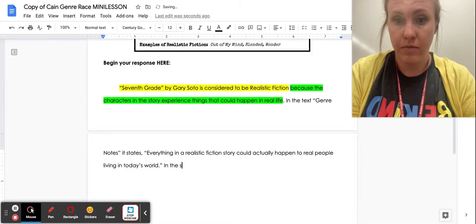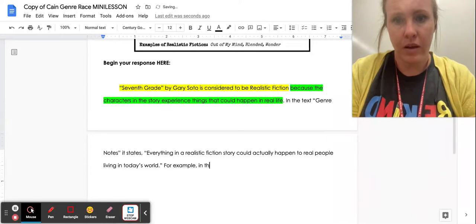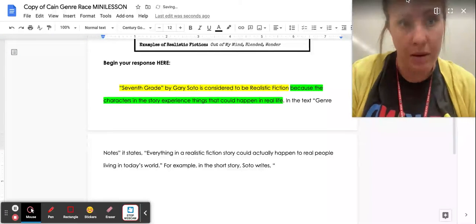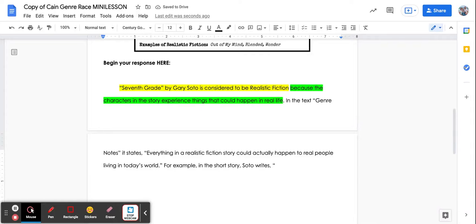Now I'm going to support that with what happened in "7th Grade." So in the short story, for example, Soto writes, and then I'm going to put in the evidence from CommonLit. I'm going to go grab that really quick. I'm going to take a piece from paragraph 13 where it says, the principal, Mr. Belton, spoke over the loudspeaker, welcoming students to a new year, new experiences, and new friendships. The students squirmed in their chairs and ignored him as they were anxious to go to first period. So I'm going to borrow that one there.